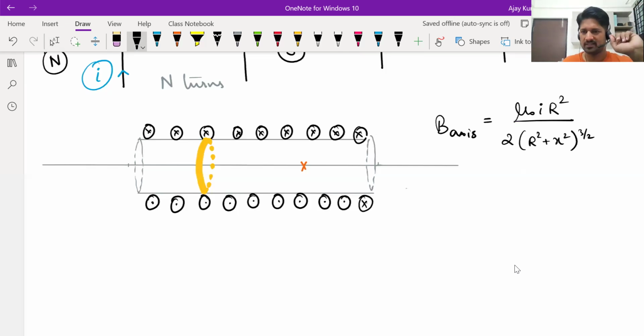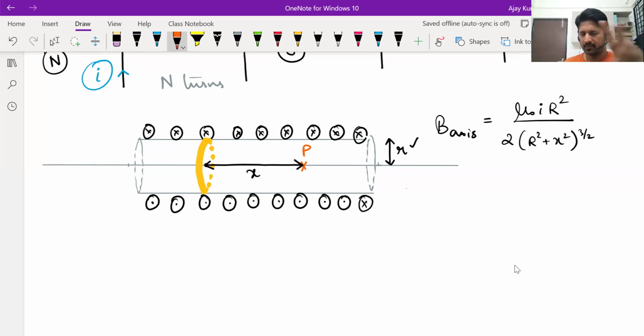Mu naught is a universal constant, leave it aside. I is the current in the loop, which we know. In terms of current only, we'll derive the magnetic field. R is the radius. Every loop here will have a radius equal to the radius of the solenoid. Small r is fixed, it's not a variable. For every loop, it's the same radius. x is the distance from the center of the loop to the point where you want the magnetic field. This is going to be a variable. For the loop that we have taken here, you get this distance. For some other loop, you'll have some other distance. The point P where you want the field is fixed, but loops are at different distances from that point, so x becomes a variable.